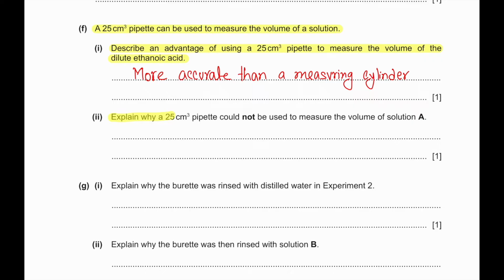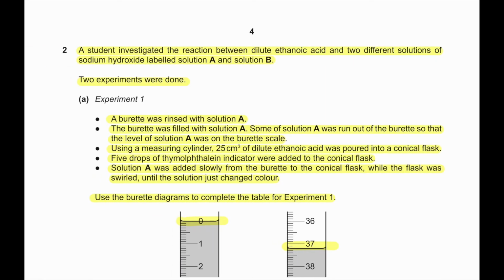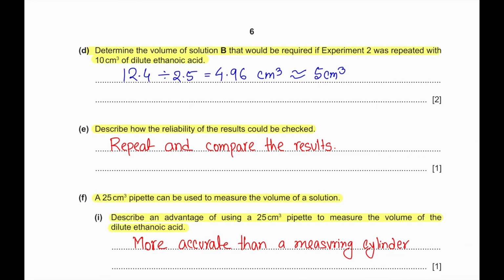Part 2. Explain why a 25 cm³ pipette could not be used to measure the volume of solution A. So if we look back at solution A, we required 37.2 cm³. A pipette can only measure fixed volumes.